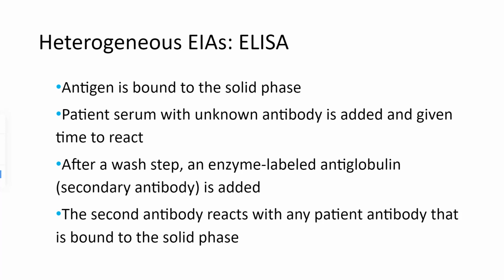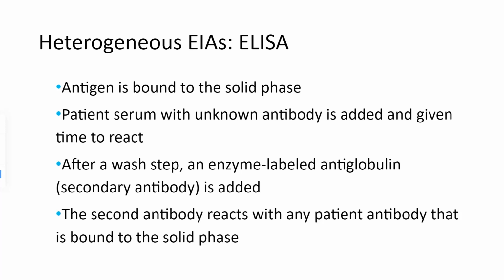Antigen is bound to the solid phase. Then the patient's serum is added. We know that there's some antibodies in the patient's serum, but we don't know what antibodies. So we know what the antigen is. So let's say we're binding the antigen of HIV to the bottom of the well. And then we want to see if the patient's been exposed. So we're going to put the patient sample in there and see whether or not the patient has HIV antibodies.